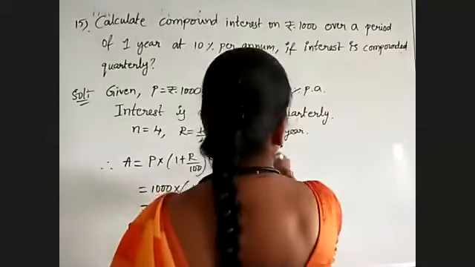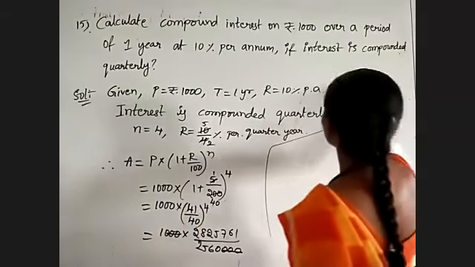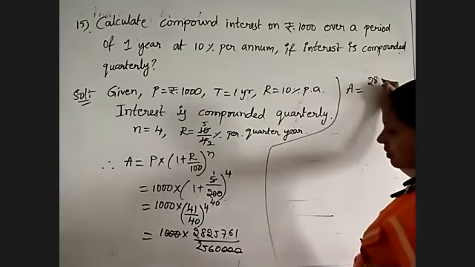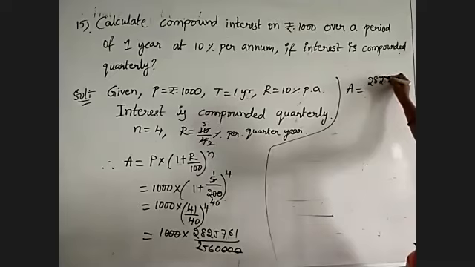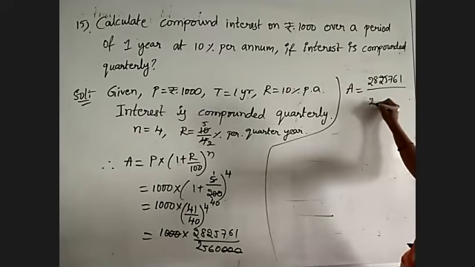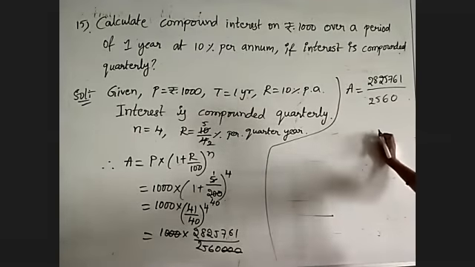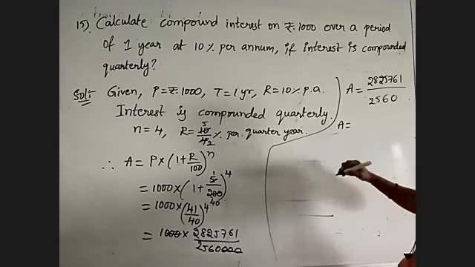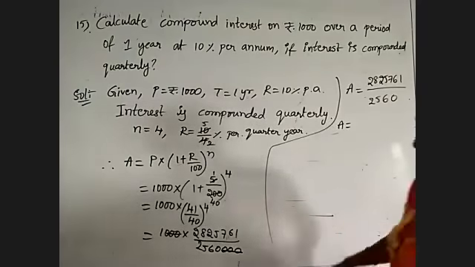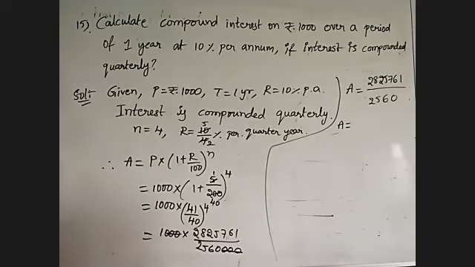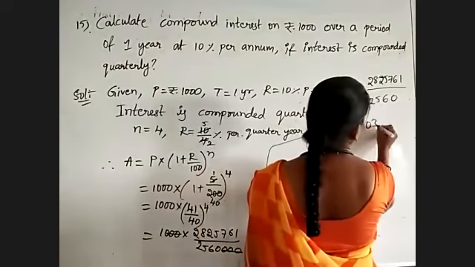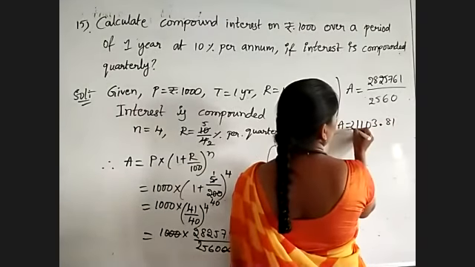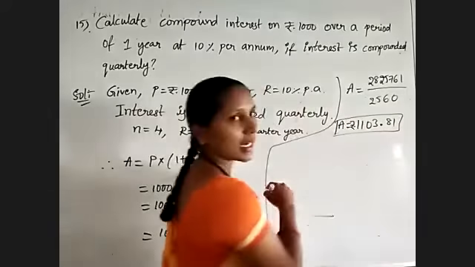Now what will be the answer? Find out. So amount will be equal to 2,825,761 by 2,560 rupees. Okay. After the calculations, what will we get for this amount? 1,103.81 we will get. This is the amount. So do the calculations, you will get that answer.